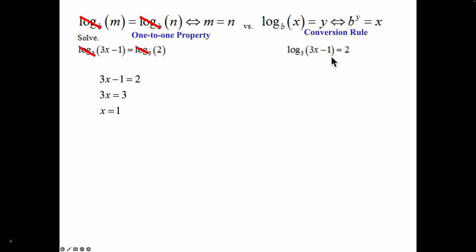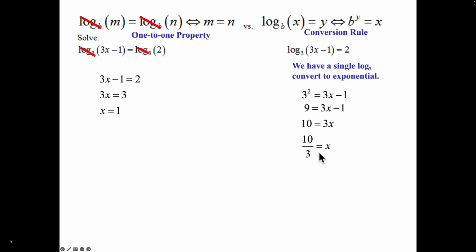Over here, there's only one log on the left side, nothing on the right side. So we're going to convert it to an exponential. Base 3. 2, you come over as my exponent. 3x minus 1, you go to the right side all by yourself. Well, 3 squared is 9. And now we can solve for x. Add over the 1 to get 10. Divide over the 3. We get 10 thirds.